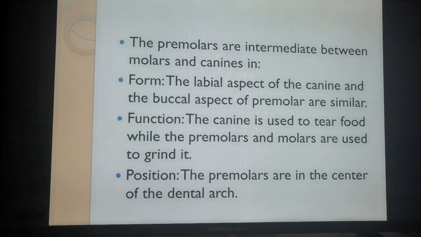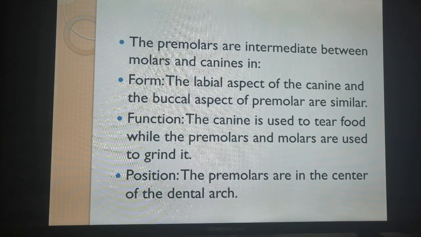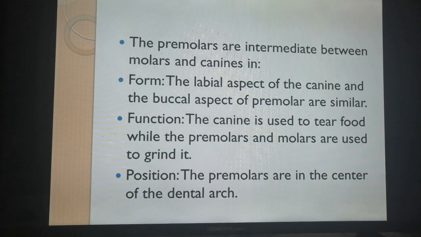The premolars are intermediate between molars and canines in number 1, 4, شكل. The labial aspect of the canine and the buccal aspect of premolar are similar. Function وظيفة. The canine is used to tear food, while the premolars and molars are used to grind it. Position موقع. The premolars are in the center of the dental arch.